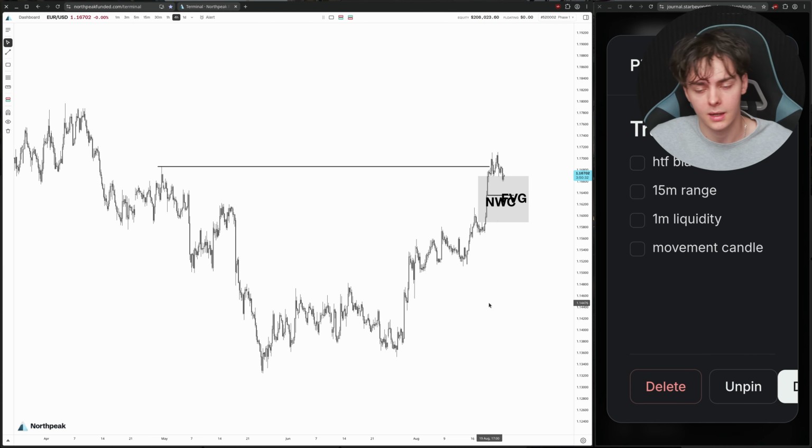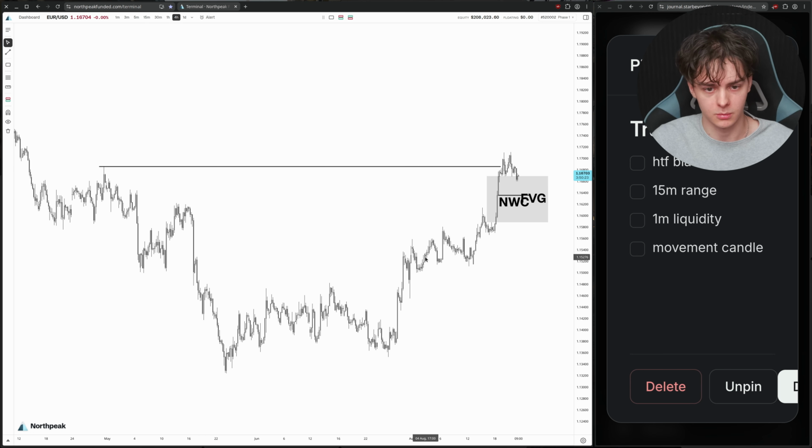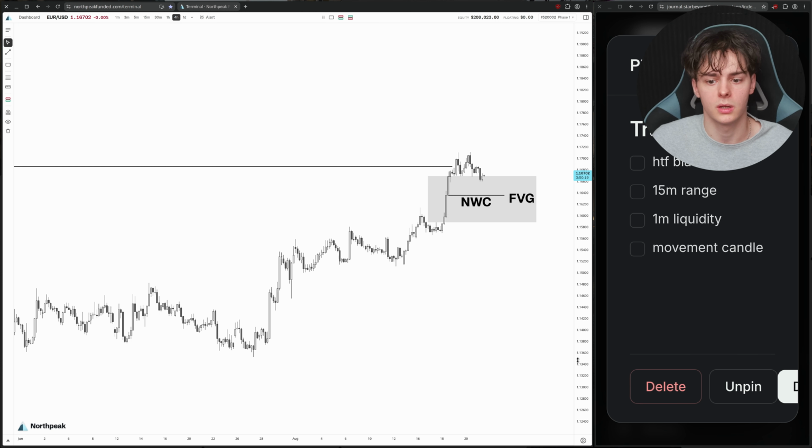Today the sky is red, and that's why I'm going to be taking a short. Today the sky is blue, and now I'm going to be taking a long, or something like this. We are basing it off a puzzle piece. Okay, so we have the high time frame high that we have traded into. That is going to be 1.